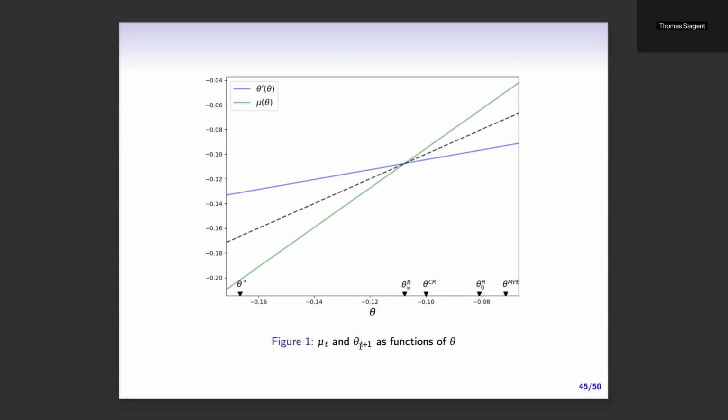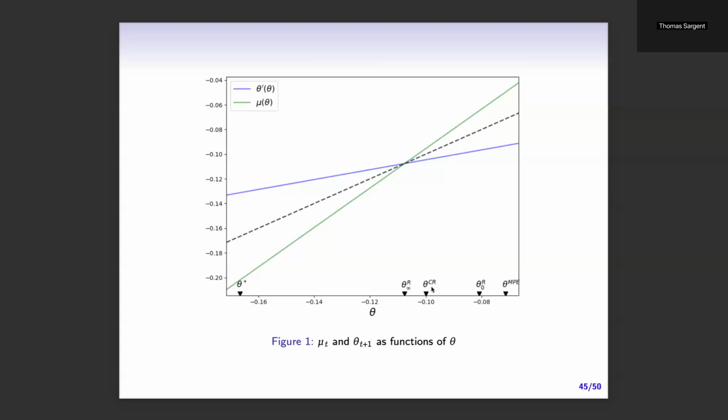Here's mu t and theta t plus 1 as functions of theta. When you look at this, I want you to look at what these are. Theta star is Friedman's optimum quantity of money. Theta m per Markov perfect equilibrium is here. Theta constrained to Ramsey is here. I'm sorry, theta, the initial theta chosen by the Ramsey planner is here. The eventual theta, the limit of the so-called timeless perspective, is here, and the constrained to Ramsey is here.